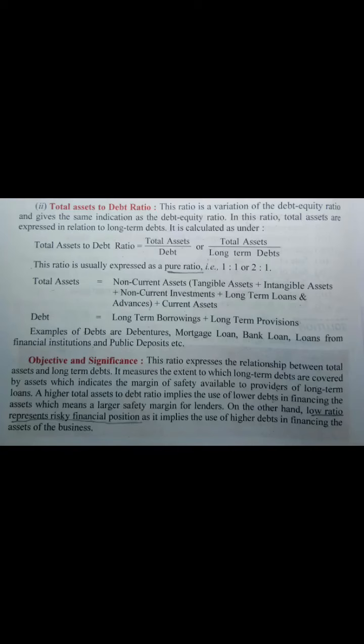The next ratio which we are going to study is total asset to debt ratio. It is just a variation of the previous ratio, and it also gives the same indication just like the previous one. It shows a comparison between the total assets and long term debts, and it is calculated by dividing total assets by the long term debts. It is also represented as a pure ratio, just like the previous ratios we have studied.